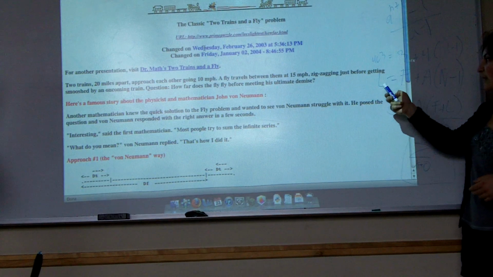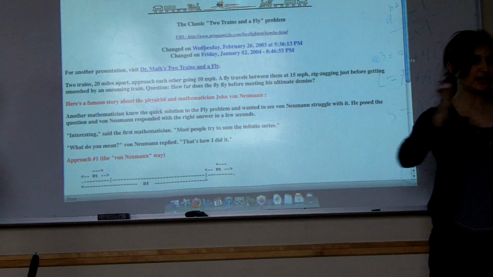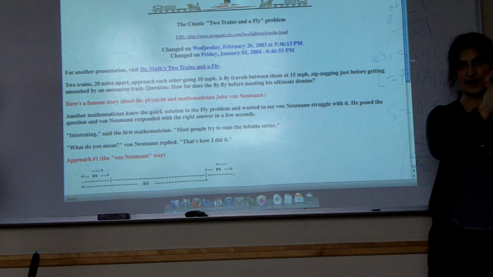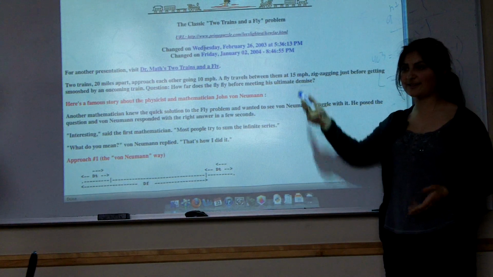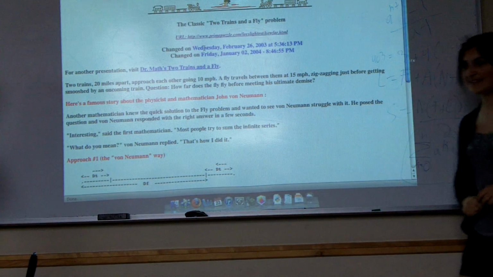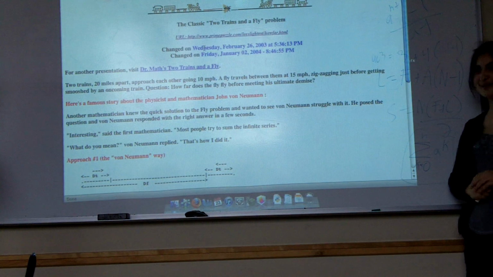But the trick to this problem is: they're 20 miles apart, right? And they're traveling at 10 miles per hour. So they'll take an hour before they crash. And the fly is traveling at 15 miles per hour, so 15 is the answer. But so they asked him, oh, you know the trick? And he said, what trick? I just solved an infinite geometric series.